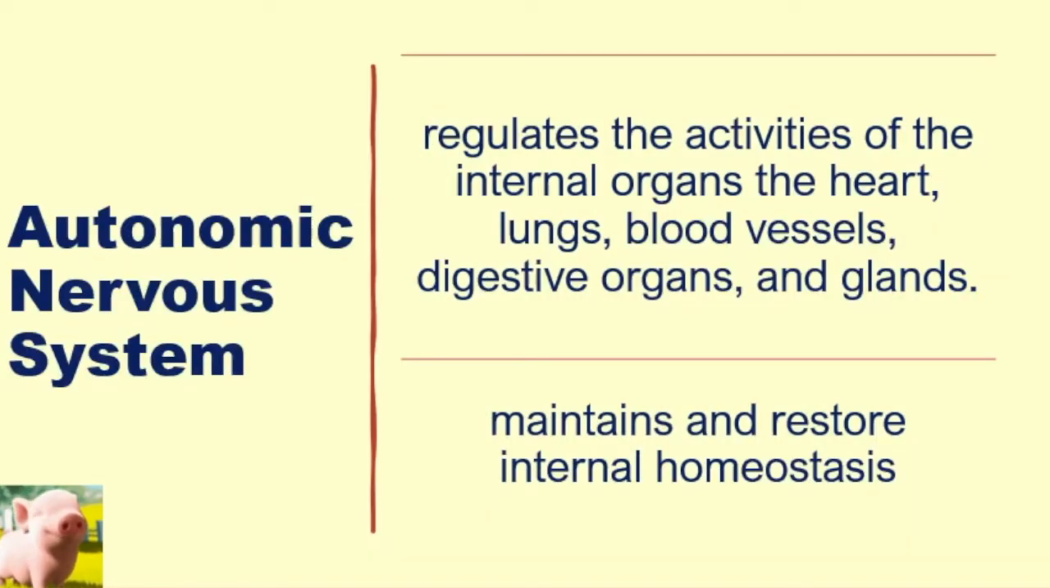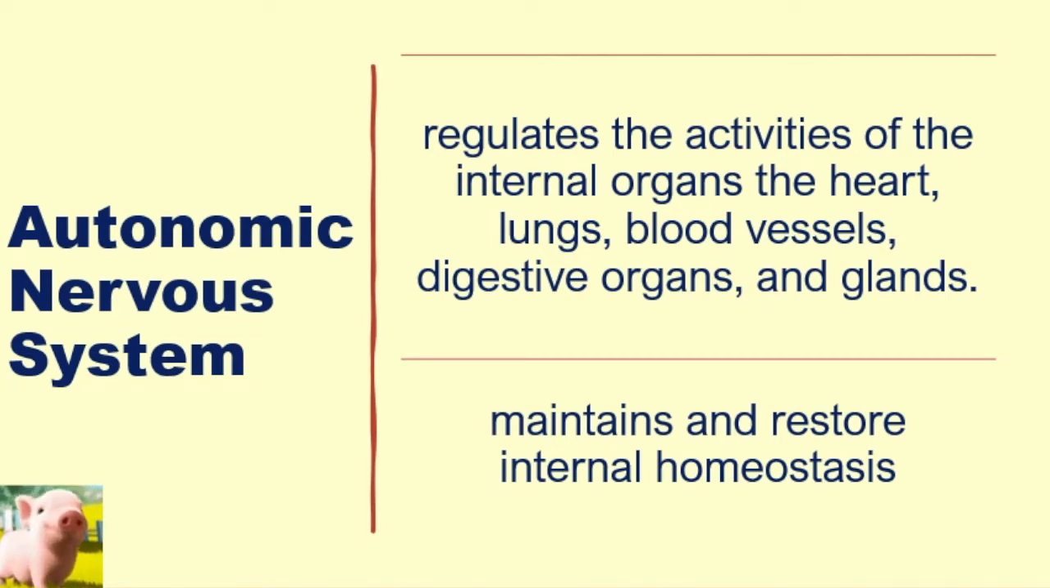Then class, we have your concept on autonomic nervous system. Here you can see that the autonomic nervous system would regulate the activities of our internal organs. That includes your heart, lungs, blood vessels, digestive organs, and glands. This regulation of the activity is said to be involuntary. So when I talk about autonomic nervous system, this talks about involuntary control of your body organs. Its main goal is to maintain and restore internal homeostasis.